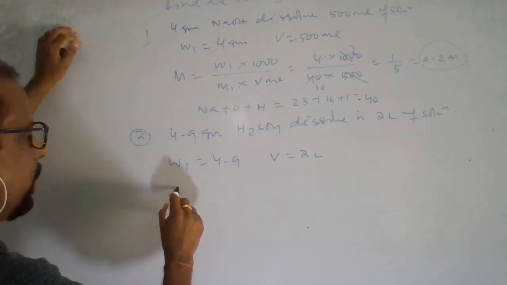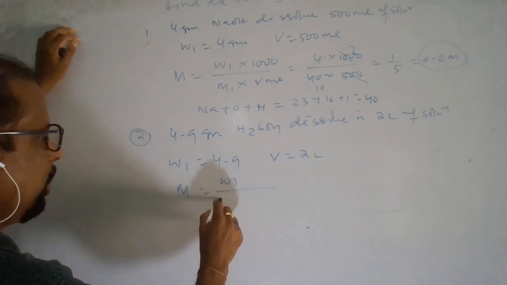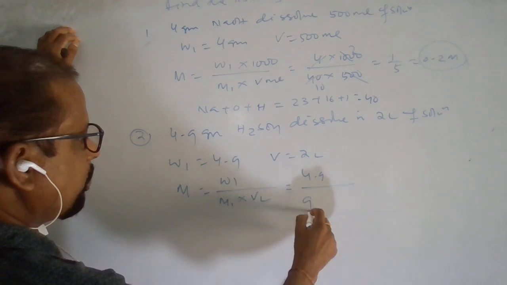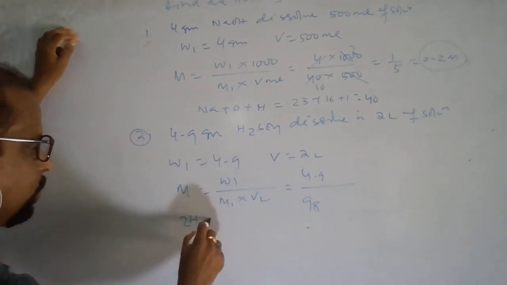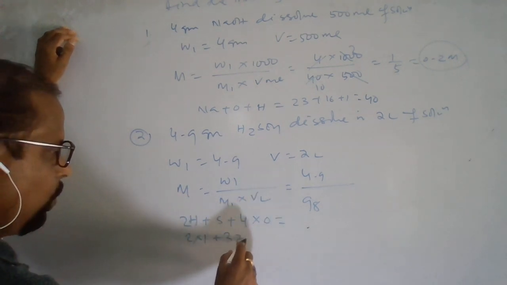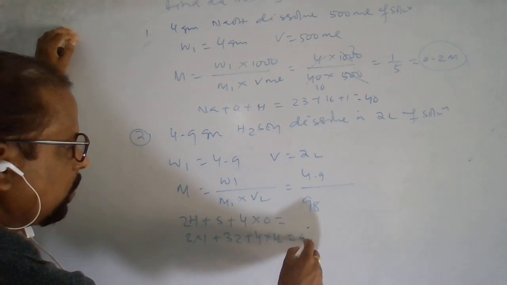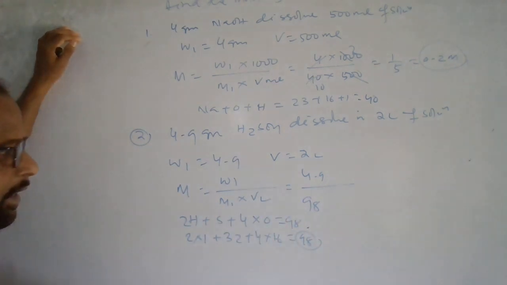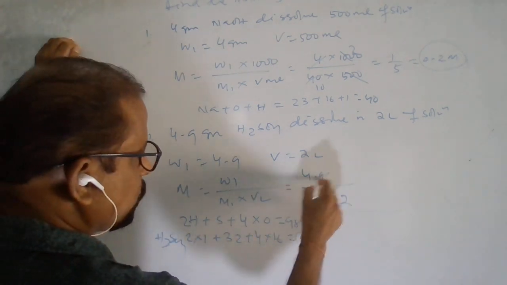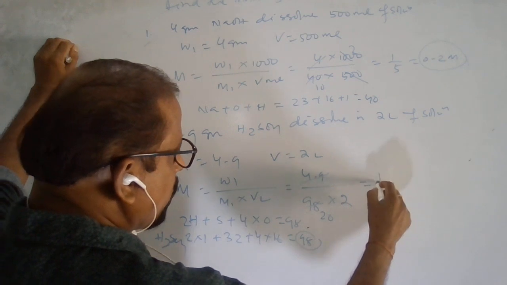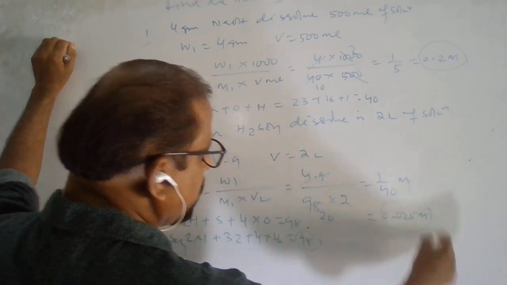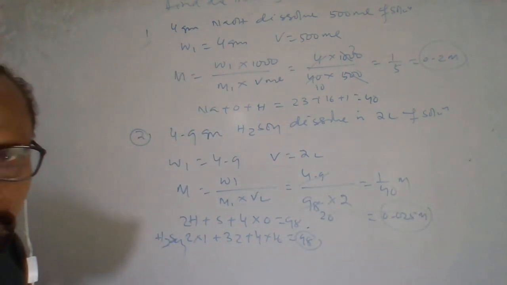So this formula will not be needed here. The molarity is equal to W1 by M1 into V in liter. So it will be 4.9 over the molecular mass of sulfuric acid, that is 2 hydrogen plus sulfur plus 4 oxygen, which is equal to 2 into 1 plus 32 plus 4 into 16, that is equal to 98. The molecular mass is 98. So into 2 liter, it will be cancelled, it will be 20. So it will be 1 by 40 M or 0.025 M molarity of the solution. So this way we can solve.